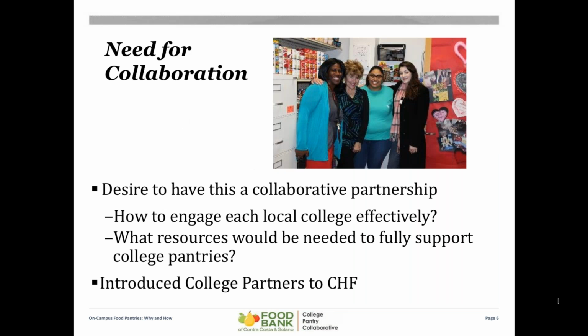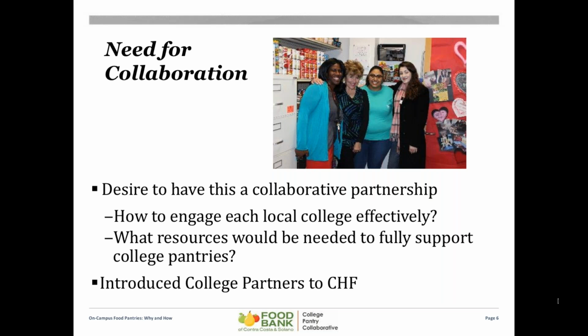So we really had to figure out how to plan in a way that works for everyone. We wanted to determine which pantries that we reached out to were really ready to go to the next level and what resources they would need to get there. We identified two colleges that seemed to fit that mold: Medanos College in Pittsburg and Cal State East Bay in Concord.